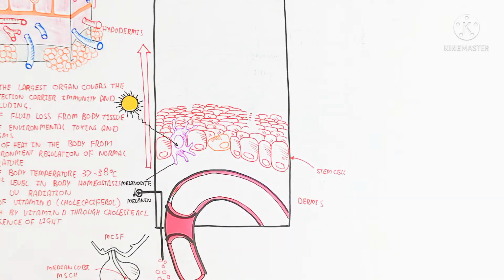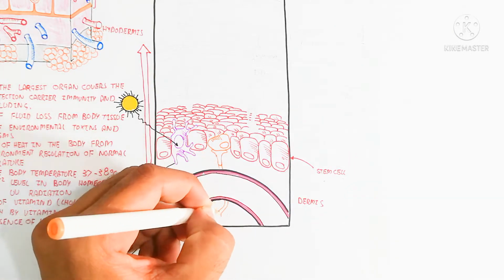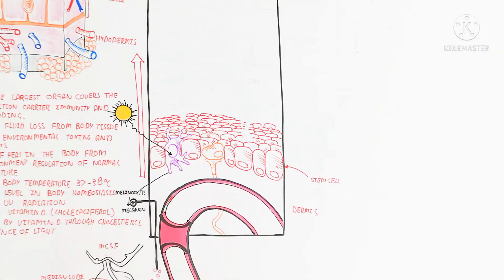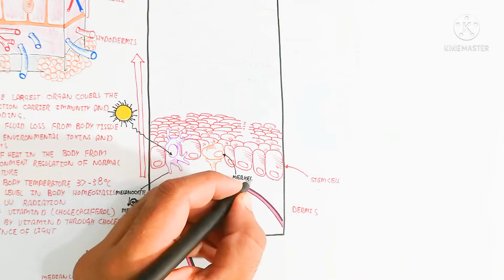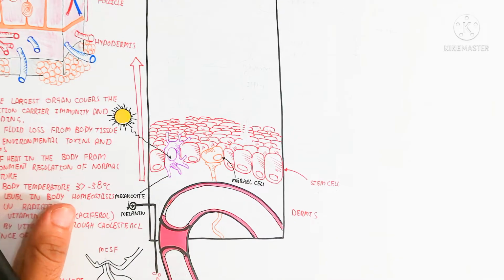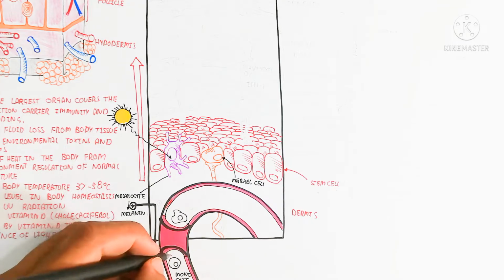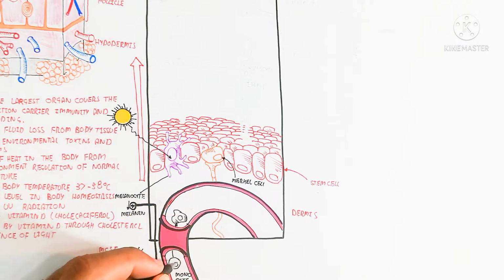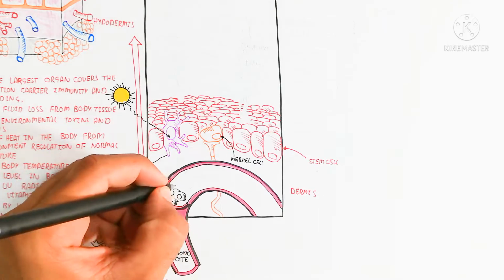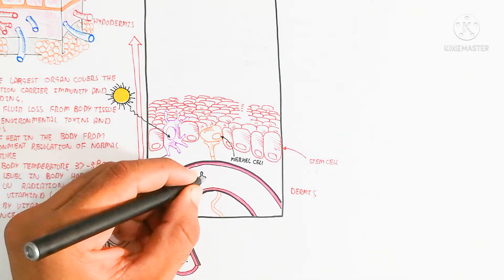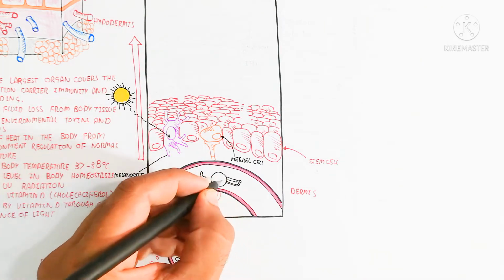So here is the stem cell. The stem cell will proliferate and move upward, from down to upward. Here is a Merkel cell. This Merkel cell is attached with the nerves, and it is used for light touch and light pressure. On the other hand, not light pain but light pressure. So the Merkel cell is very important.